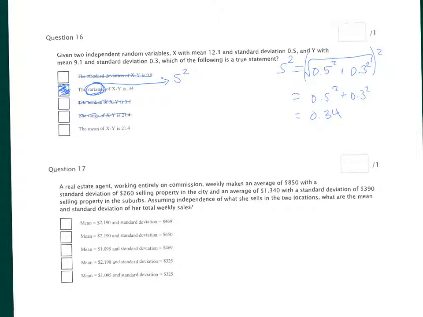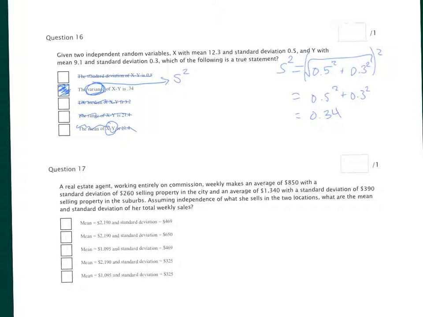And the mean of xy is 21.4. Well, to me, this looks like x minus y. So I'm going to say that 12.3 minus 9.1 is not going to give us 12.4. So I'm going to cross that out as well because I'm not sure what they mean by that. So I'm going to go with variance.